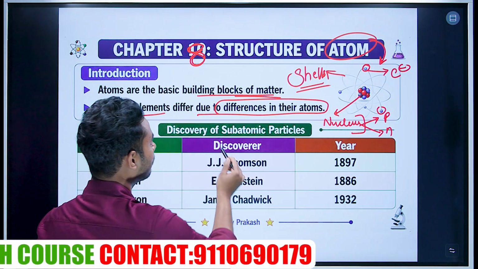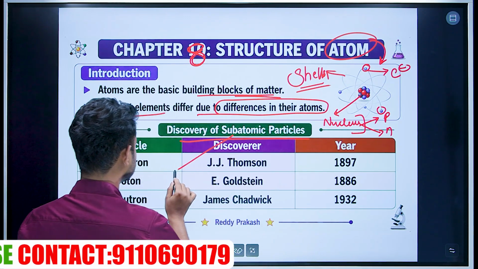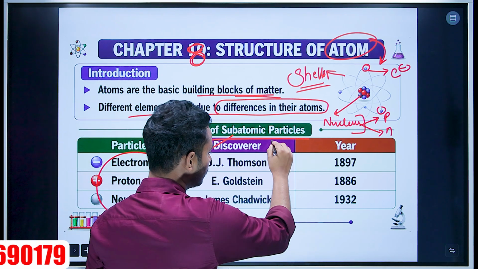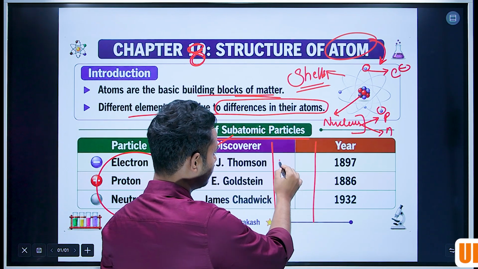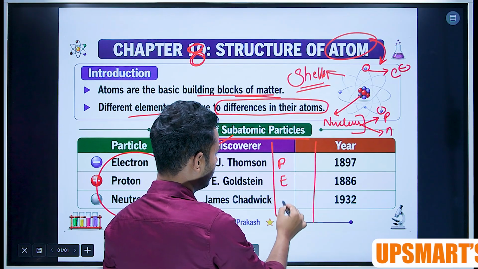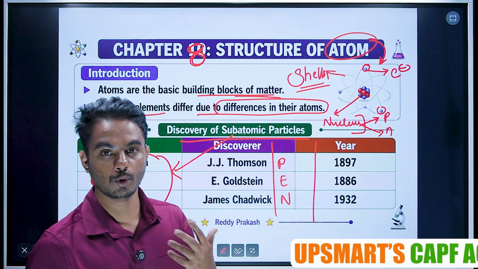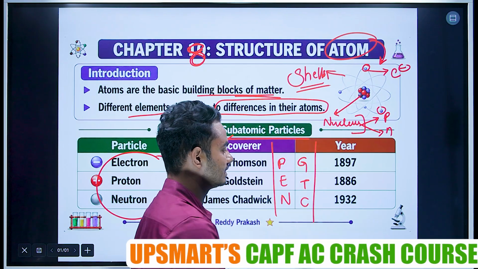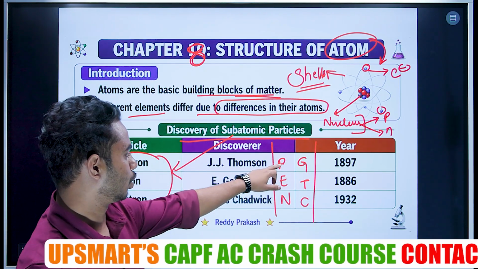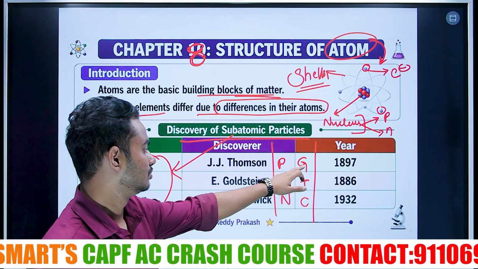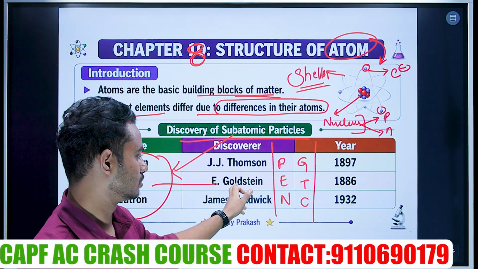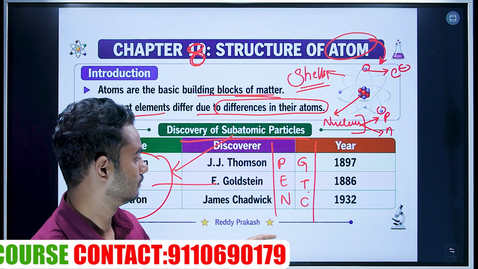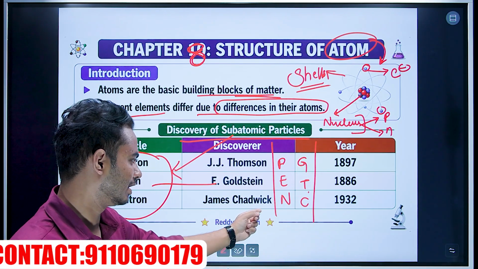Now, discovery of subatomic particles. Subatomic particles are proton, electron and neutron. To remember this, which is an important concept, what you have to do is PEN, pen. This is a mnemonic, PEN, GTC. Proton, electron, neutron. G: proton was discovered by Goldstein. Electron was discovered by Thomson. Neutron was discovered by Chadwick.